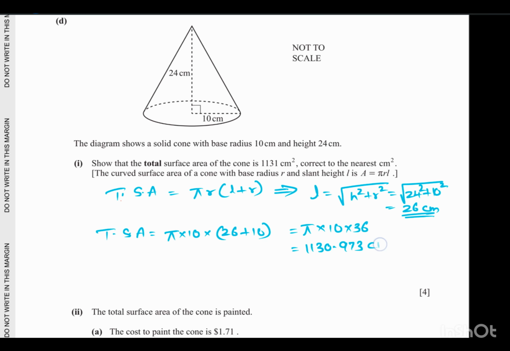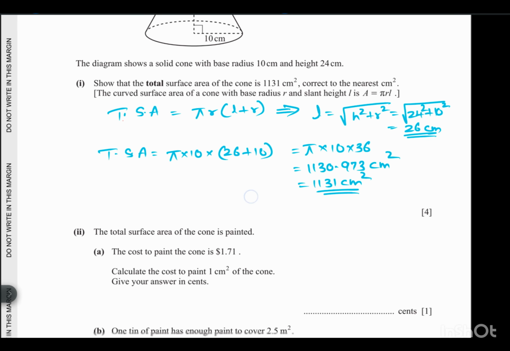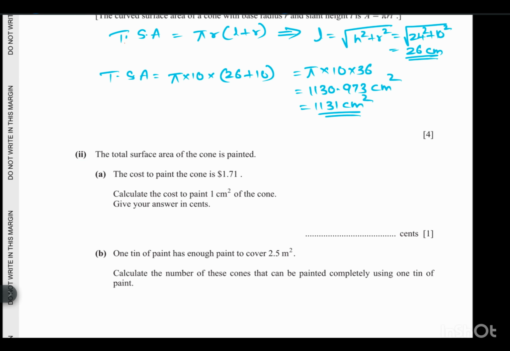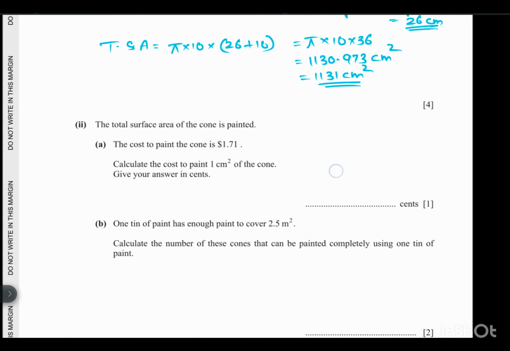1130.973 centimeter square. So if I round this to the nearest centimeter square, I get 1131 centimeter square. We got the answer. Question D1 is done. D2 now. D2 also has A and B in it.